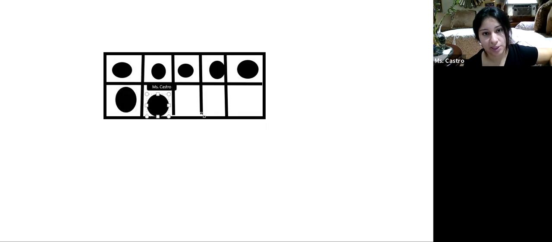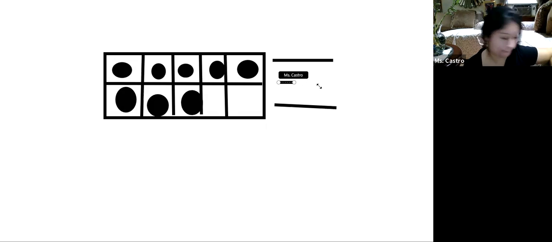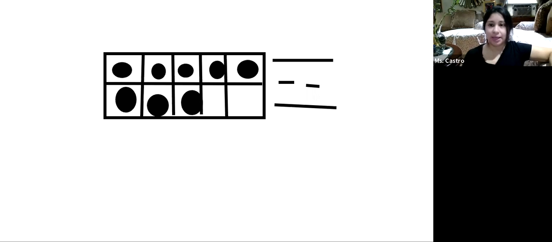All right, so this is a sample of another question that they might ask you on the test. The question says, count how many counters are in the 10 frame, then write the number on the line. Since they give us the 10 frame and the counters, they're not going to be in color. It's going to look a little gray.